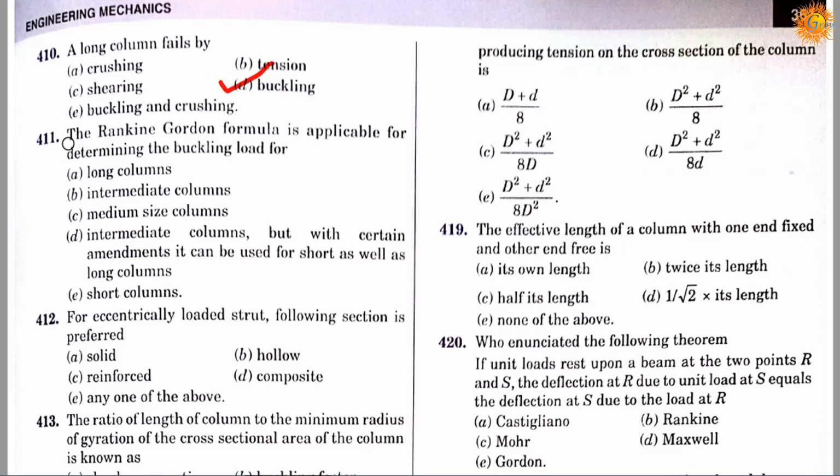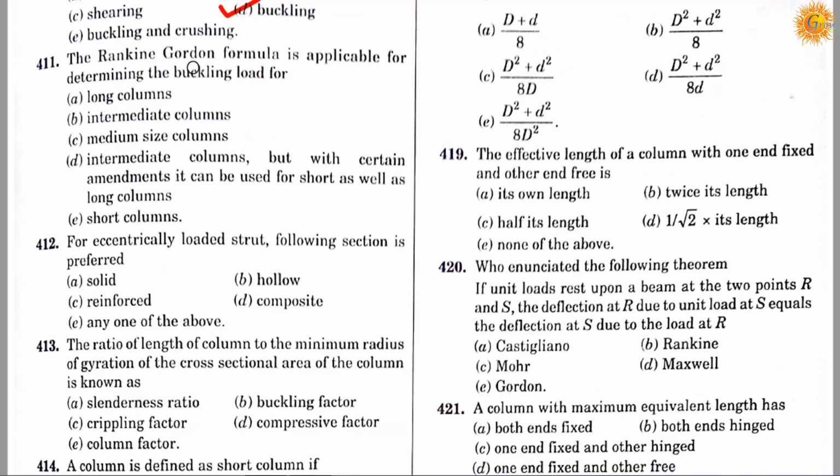And question number 411. The Rankine-Gordon formula is applicable for determining the buckling load for: option A, long columns; option B, intermediate columns; option C, medium sized columns; option D, intermediate columns but with a certain amendment, it can be used for short as well as long columns; and option E, short columns. The correct answer is D, it will be intermediate columns but with a certain amendment. It can be used for short as well as long columns.